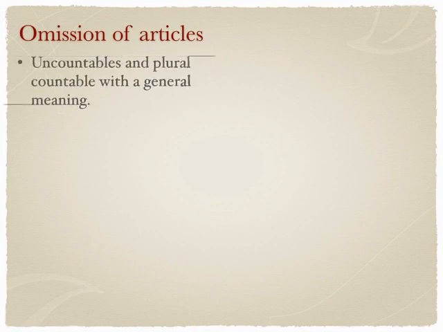Omission of articles. What is the omission of articles? Omission of articles means we do not have to use any articles before nouns or before any things. So let's see, we use no articles before the following: uncountables and plural countables with a general meaning.